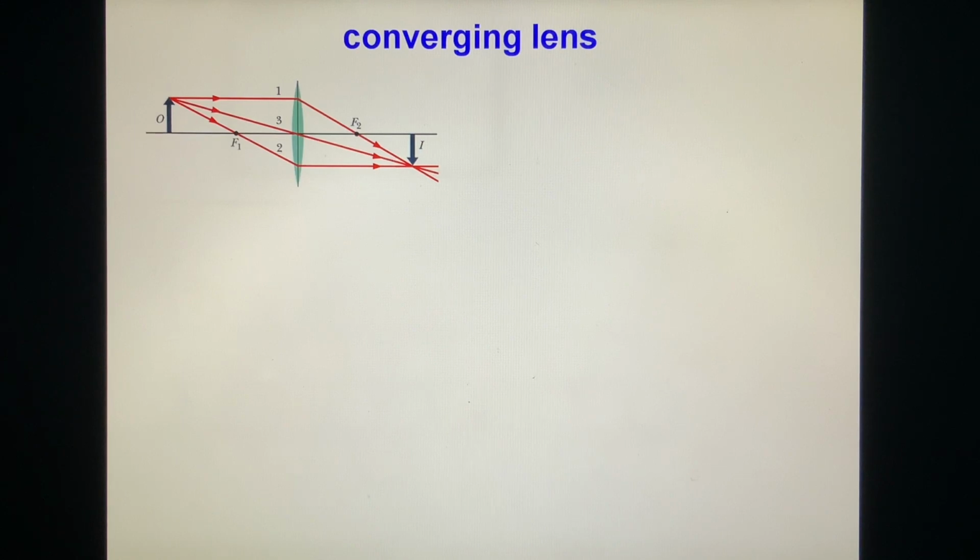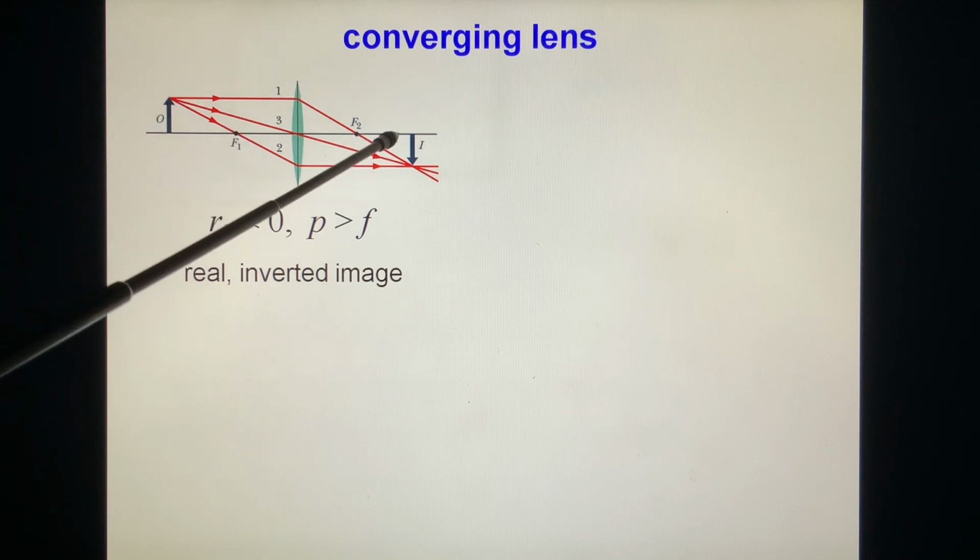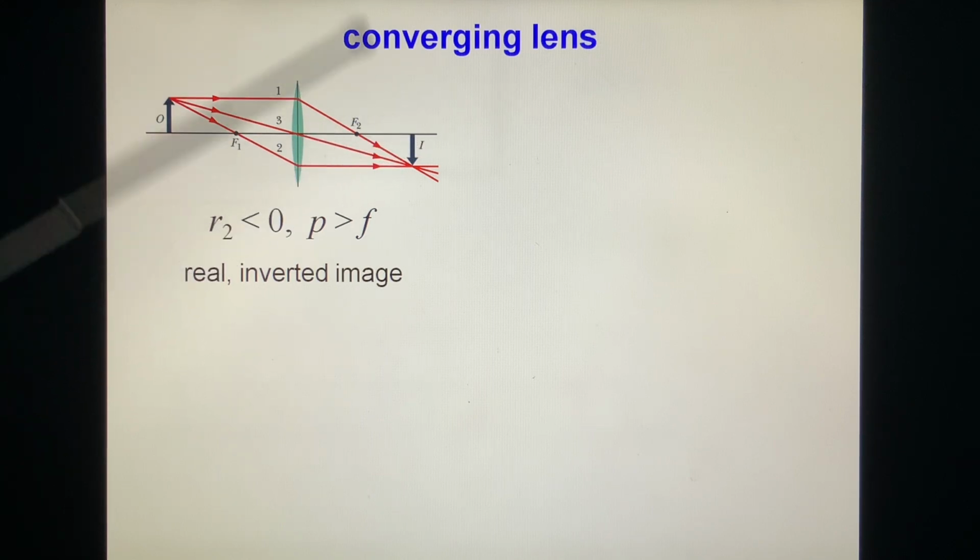Converging lens. We look at R2. R2 is the radius of the second surface. The center is here. So this is the virtual side, so R2 is a negative number. P is always positive in any case. So we find the real, inverted image.